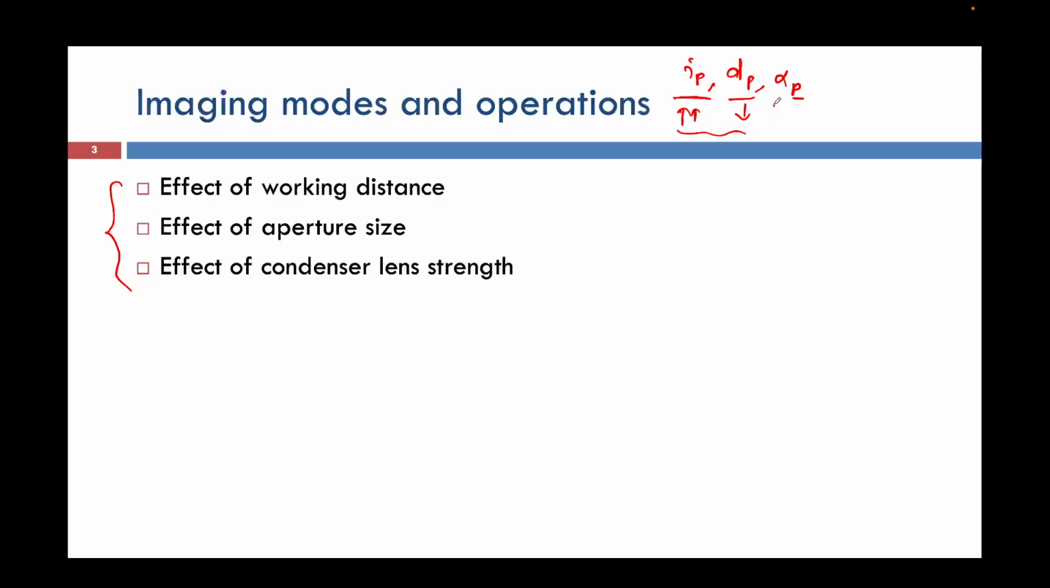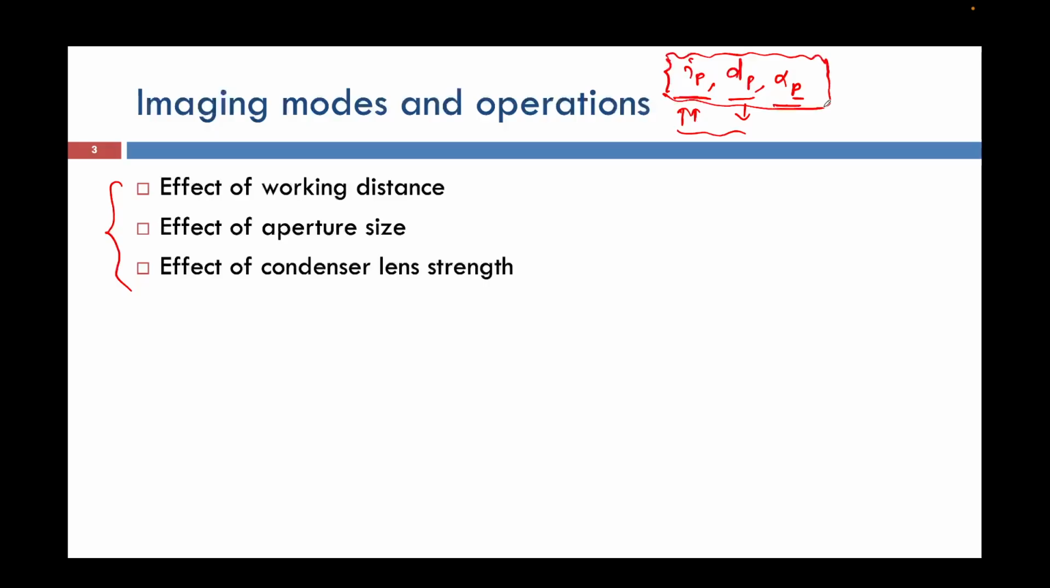And also in certain cases we want alpha P to be an optimum value, not necessarily high, not necessarily low. Why? Because last class we have seen that due to the aberration. We'll also go through the same aberrations today in detail. So we want to optimize these three, because these three ultimately will decide how I will image my surfaces, how I will image my samples.